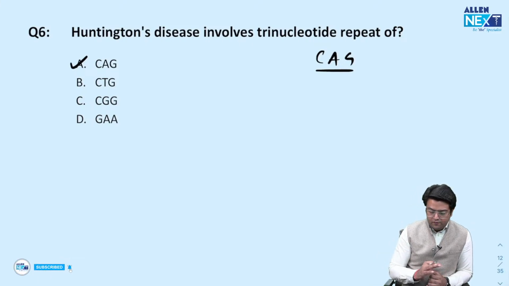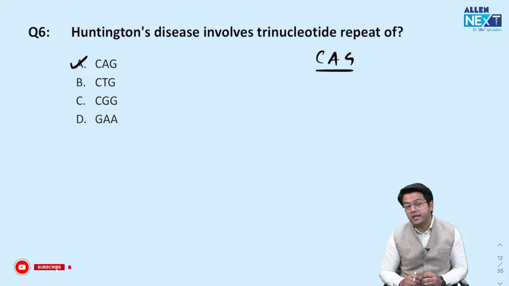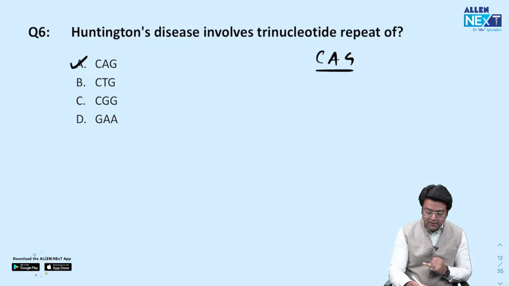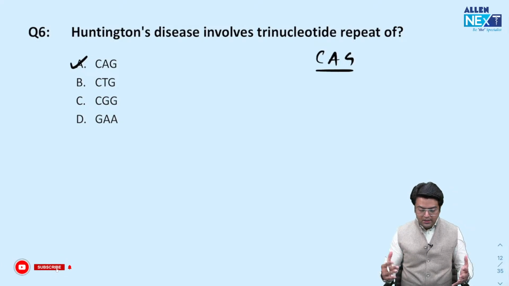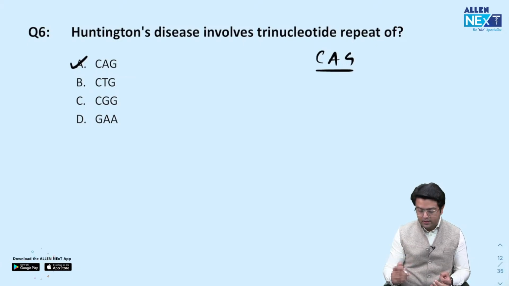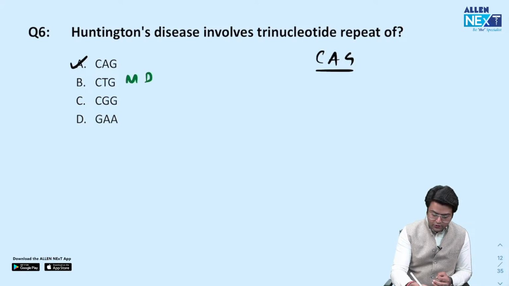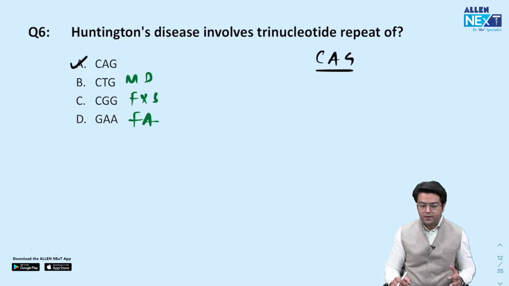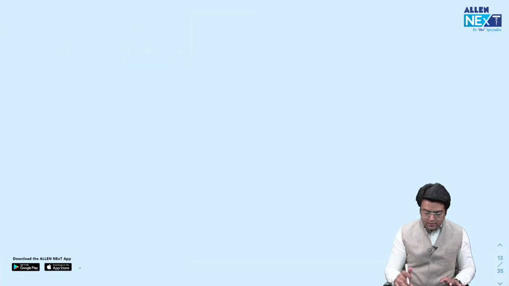Fine, guys. So there are a lot of other disorders like this: myotonic dystrophy, second number. Then CGG is Fragile X syndrome, and GAA is Friedreich's ataxia. So Fragile X, Friedreich's ataxia, that is C and D. What is D? D is Friedreich's ataxia. And B is myotonic dystrophy. So guys, these are the important names that we should always remember in the disorders.